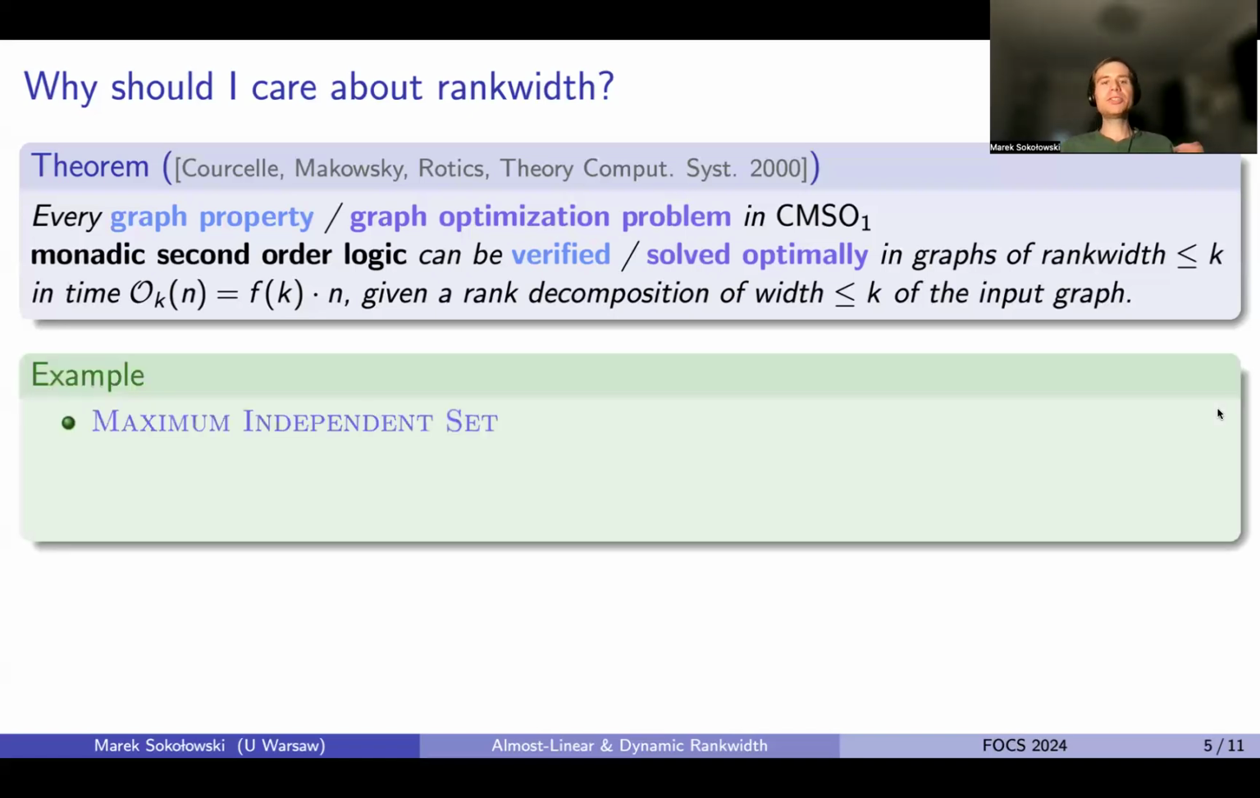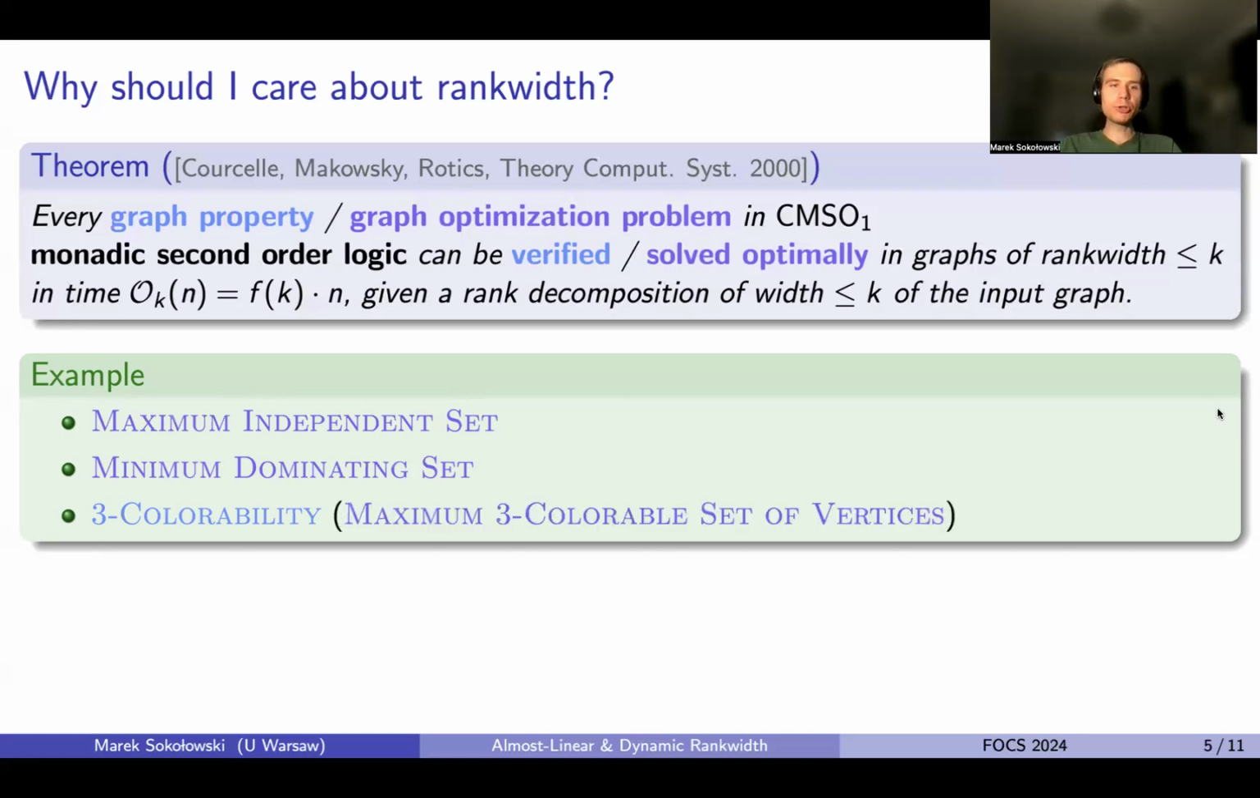Okay, so for instance, it turns out that the problem of maximum independent set is expressible in CMSO1 logic, so it can be solved in linear time on graphs of bounded rank width, and can be solved optimally. Similarly, the problem of minimum dominating set of a graph can be solved optimally in linear time, given the rank decomposition of the graph. And for instance, the property of three-colorability of the graph can also be expressed in the CMSO1 logic, so it can be tested in graphs of bounded rank width in linear time. And as soon as we have this graph property, it can be turned into a graph optimization problem of finding the maximum set of vertices that induces a three-colorable graph.